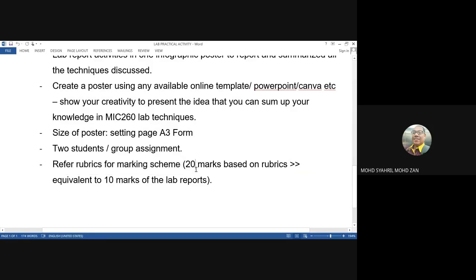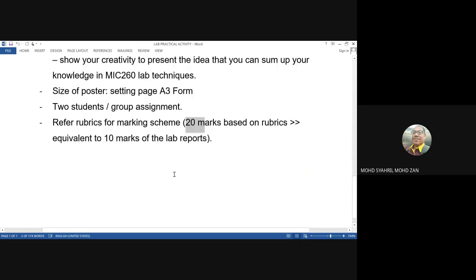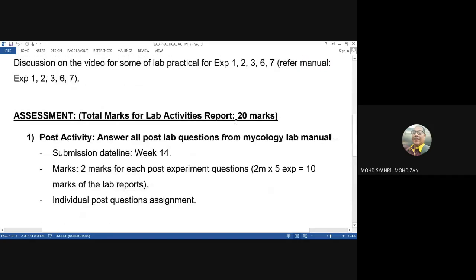Okay. So this rubric will give you 20 marks. Okay. Saya kena tukar dia kepada 10 markah. Right. So that's why you have the 20 marks for lab activities. Okay. Is there any questions? Ada soalan sebelum kita sambung kepada lab pertama kita?